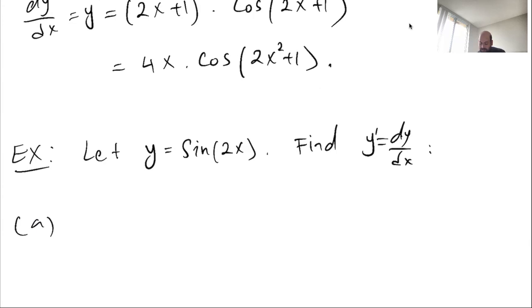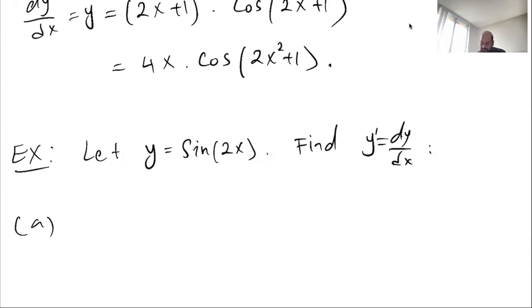So for part A, again, y prime equals dy/dx. Again, we have a formula for the derivative of sine u. What is the derivative of sine u? It's u prime times cos u. So then this is the derivative of 2x times cos 2x, and the answer will be 2 times cos 2x.